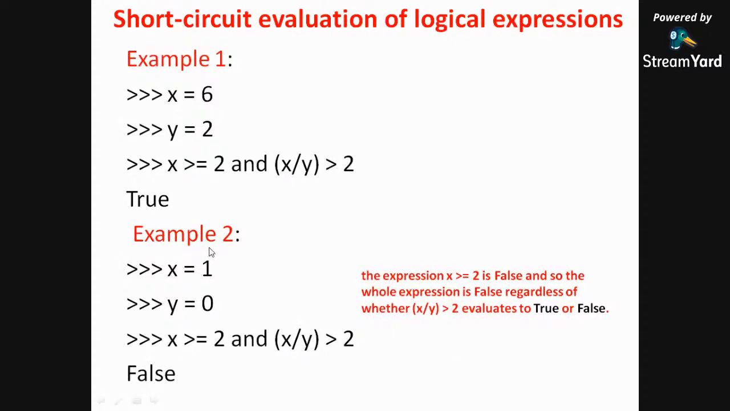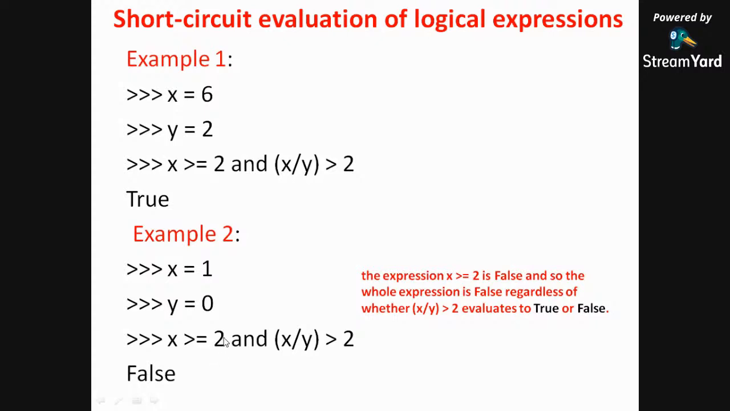In the second example, just see here, x greater than or equal to 2. x is equal to 1, so it checks first: 1 greater than or equal to 2 is false. In the AND truth table, if any one of them is false, you know that the entire expression value is false. So it won't go to the second expression. Your interpreter won't evaluate the second expression and directly displays the result as false.